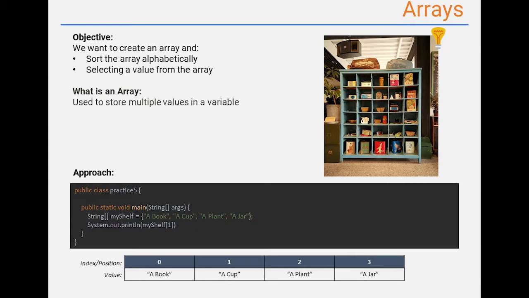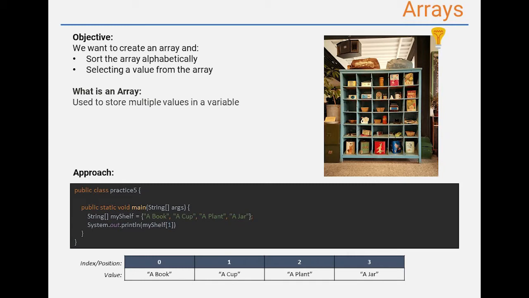And then from there, we're going to print out the element. We're going to grab something. And so what are we going to grab? We're going to grab the first element, which I also want to explain that an array has different positions, which we call indices. And so you have 0, 1, 2, and 3. And so as you can see here, a book is in the position of 0. A cup is at the position of 1. A plant is at the position of 2. And a jar is at position of 3.